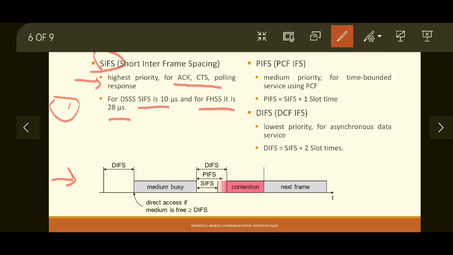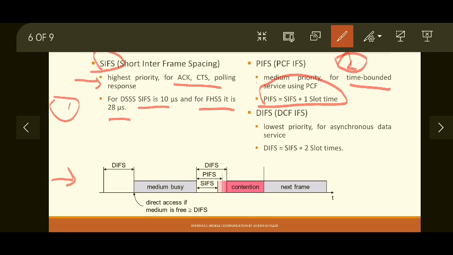Then PIFS, it has a second priority, that is medium priority. That means it is neither the longest waiting time nor the shortest waiting time. It is in between longest and shortest. So it has a medium priority. It is used for time bounded services using PCF. So how much is a PIFS? PIFS is equal to SIFS plus 1 slot time. Okay, so that is PIFS.